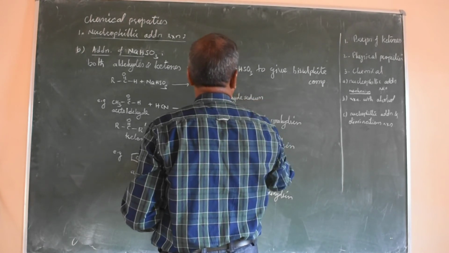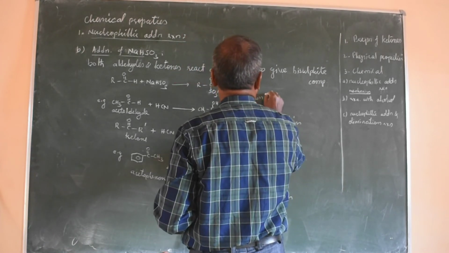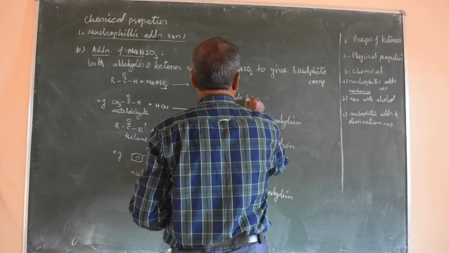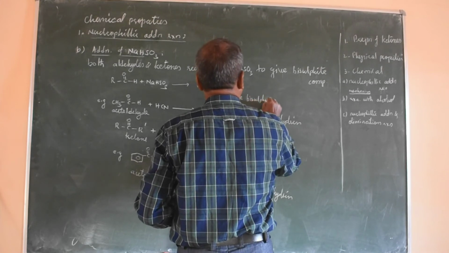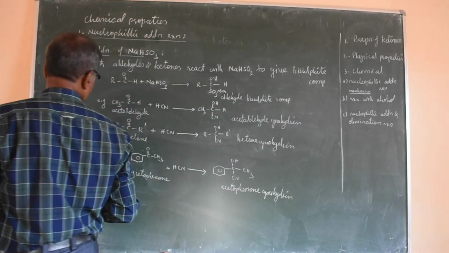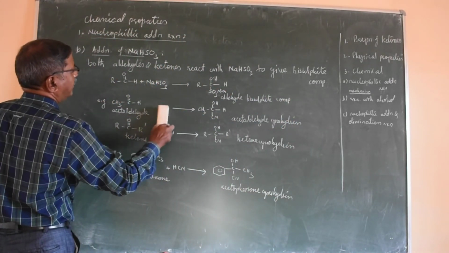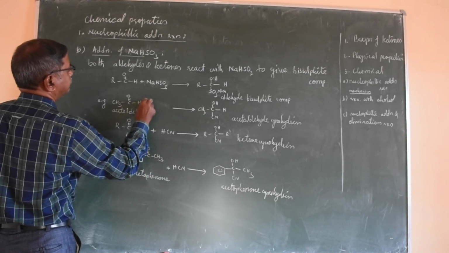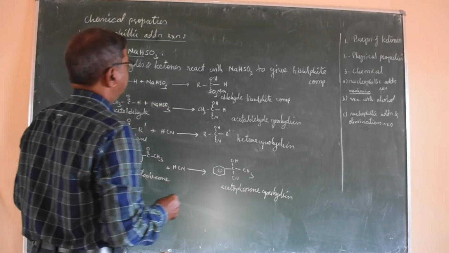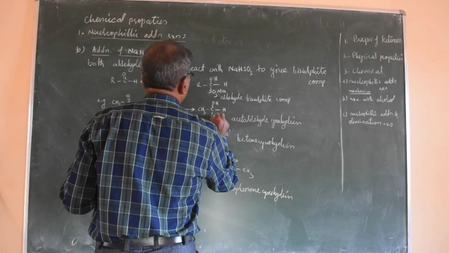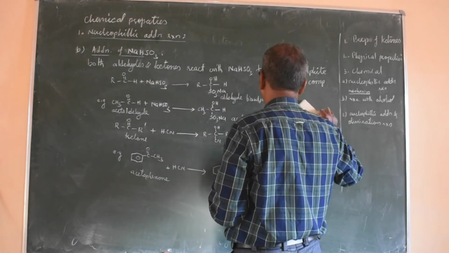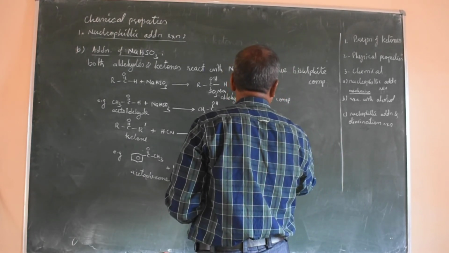Aldehyde sodium bisulfite, or simply the bisulfite compound. With NaHSO3, the product is SO3Na and OH. So this is the aldehyde bisulfite compound.